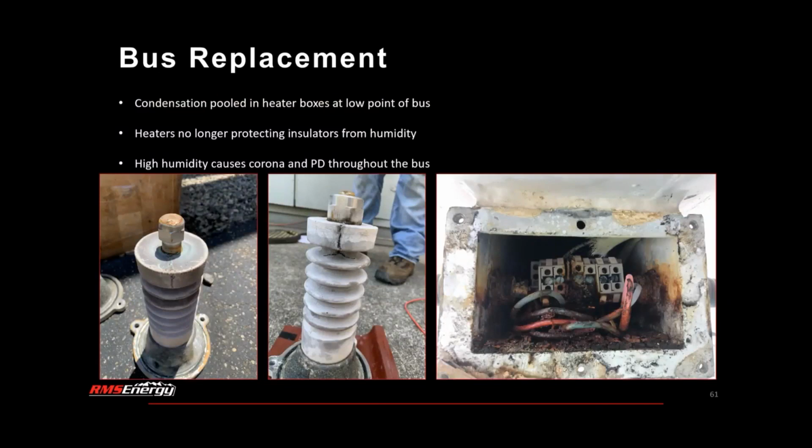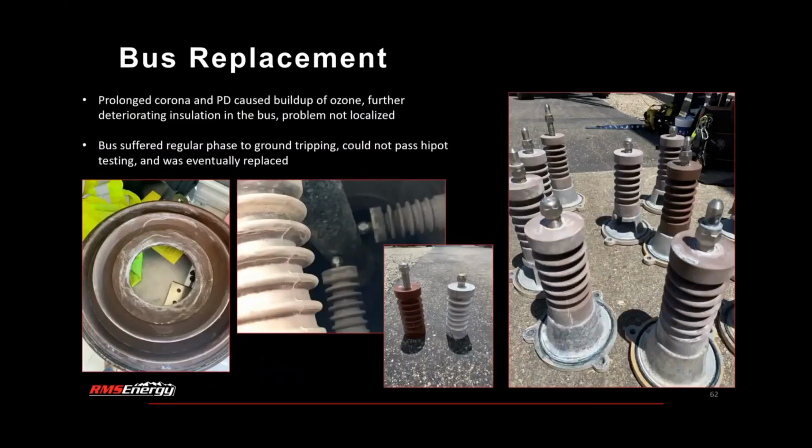So the high humidity caused corona and partial discharge activity on the insulators, and significantly deteriorated the material. So it was a common problem throughout the bus. It wasn't a local issue. So you can see here the fire stop barriers, along with the new versus the old insulator, and the condition of a number of the insulators removed from the bus.